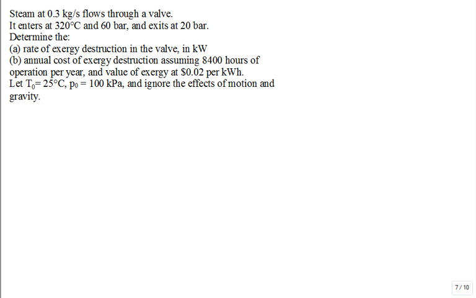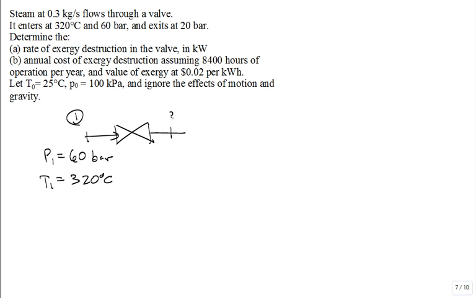Let's solve a problem. Steam at 0.3 kilograms per second flows through a valve. It enters at a given pressure. So maybe we draw a valve like this, and we have the inlet condition 1, and the pressure 1 and the temperature 1 are given at 320 degrees C at 60 bar. And it exits at state 2, and the pressure at 2 is 20 bar. So there's a 40 bar pressure drop across the valve.